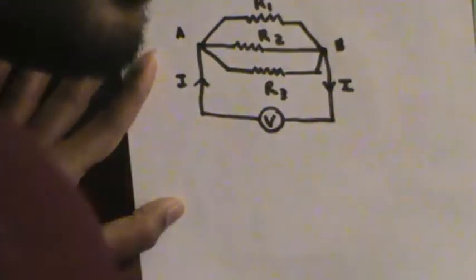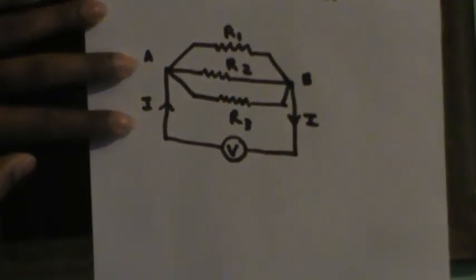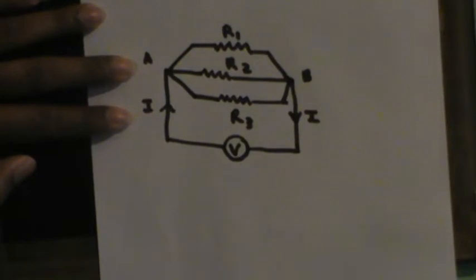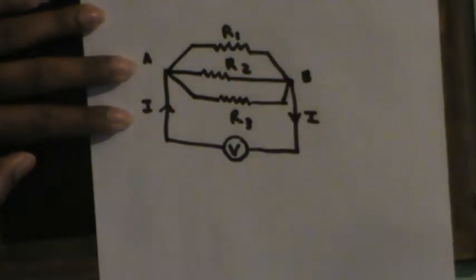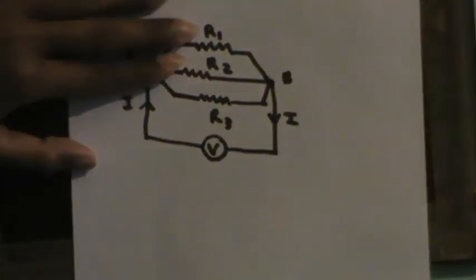As I mentioned, in parallel resistors, unlike in resistors in series, the current through the individual resistors is not equal. What actually happens is that the voltage across these individual resistors is equal. Considering this point to be C and this point to be D, VCD should be equal to VAB.